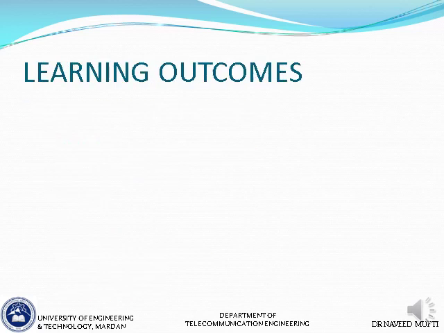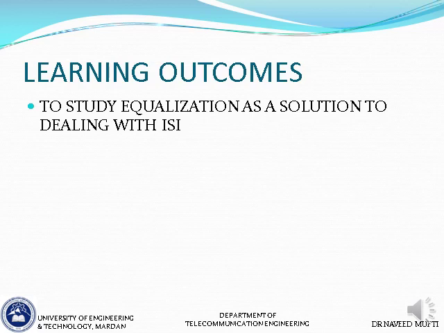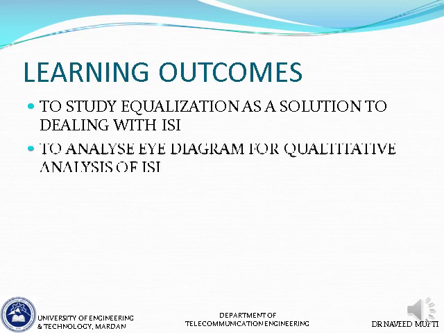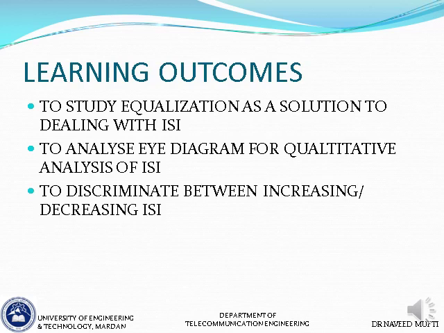So before we proceed further, the learning outcomes for this part of the lecture are to study equalization as a solution to deal with ISI, to be able to analyze the eye diagram for qualitative analysis of ISI, and to discriminate between increasing or decreasing ISI. So these are the learning outcomes for this part of the lecture.